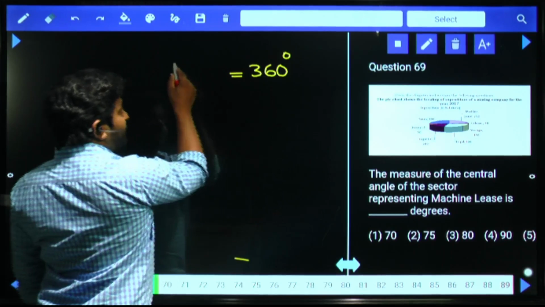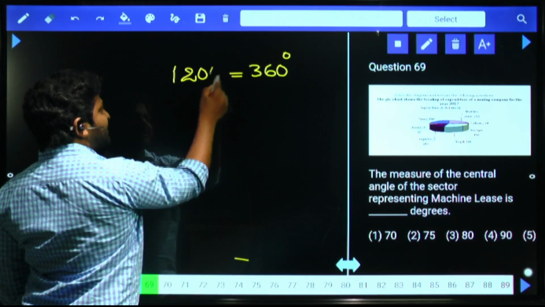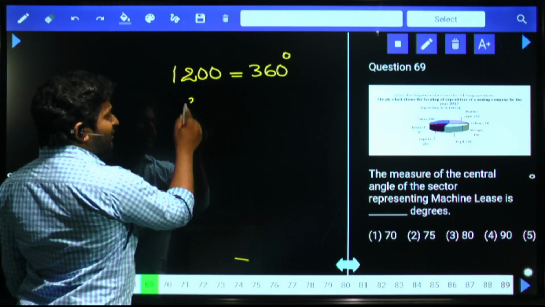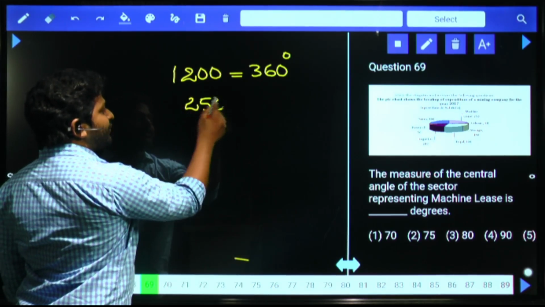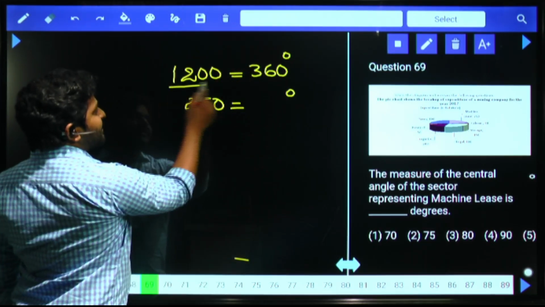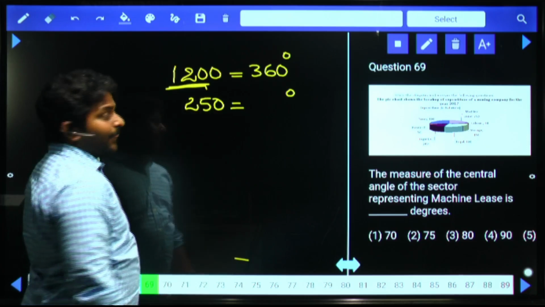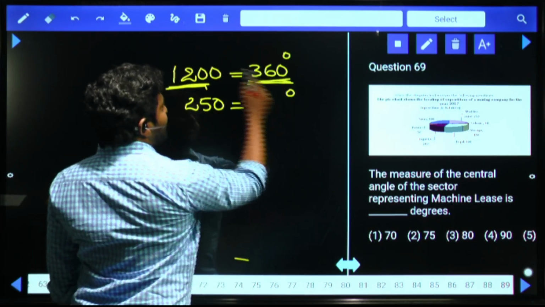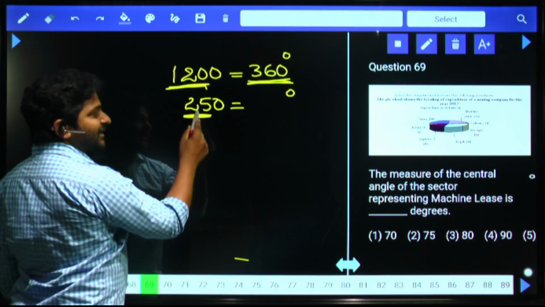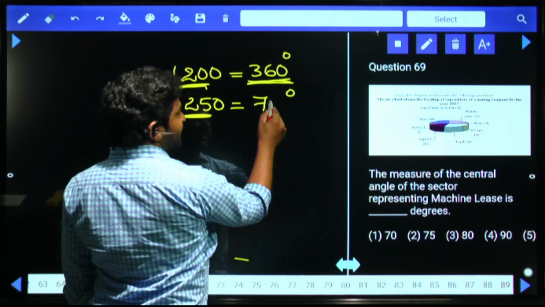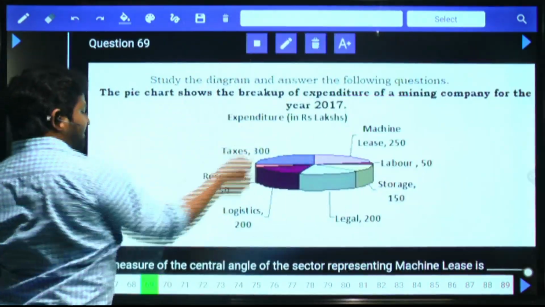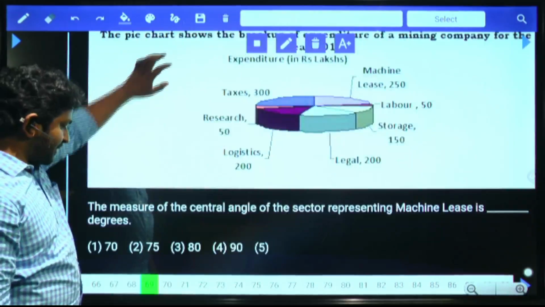Total expenditure for previous question only we made it, that is equal to 1200. Now machine lease in terms of lakhs of rupees is 250 lakhs, that is equal to how many degrees? 10% of 1200 is 120. Here we have 25, 3 times, meaning 30%. 10% is 25. 30% in the sense 25 3 times, that is equal to 75 degrees. 75 degrees is our answer. That is third option. Sorry, second option. 75.